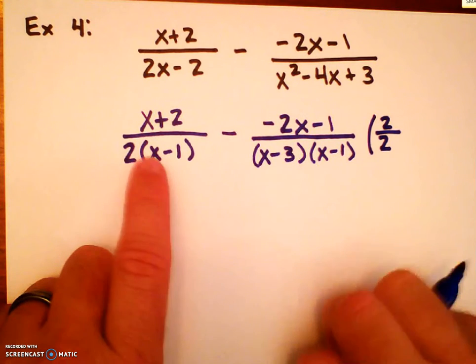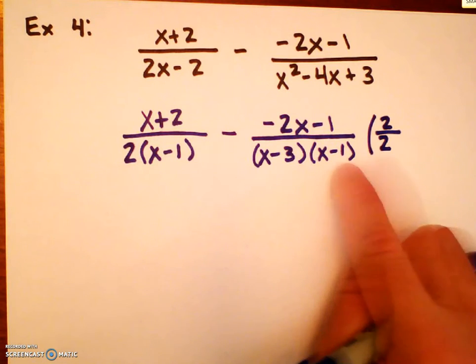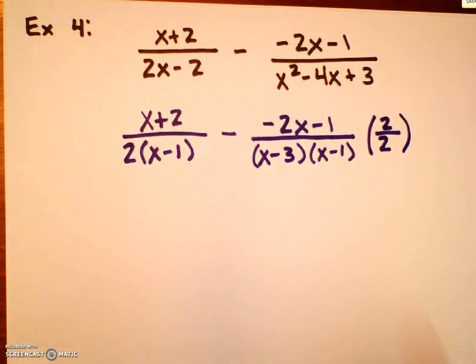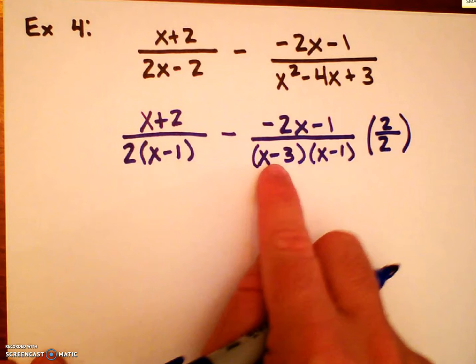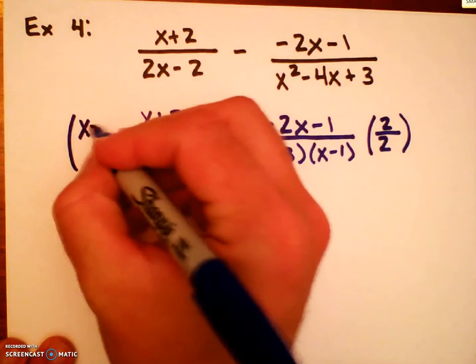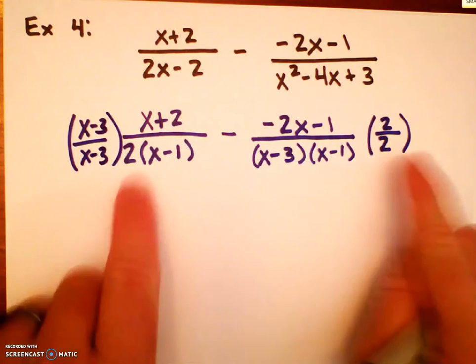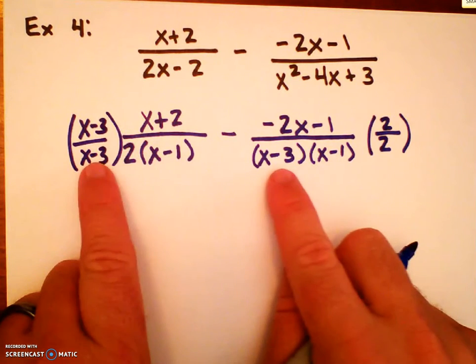So now this right side has everything the left side has. So I can actually close those parentheses. This right side has an x minus 1, an x minus 3 that the left side does not have. So I need to make that side have an x minus 3. So now they both have 2's, they both have x minus 1's, they both have x minus 3's.